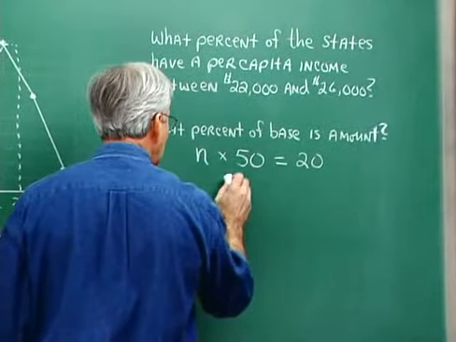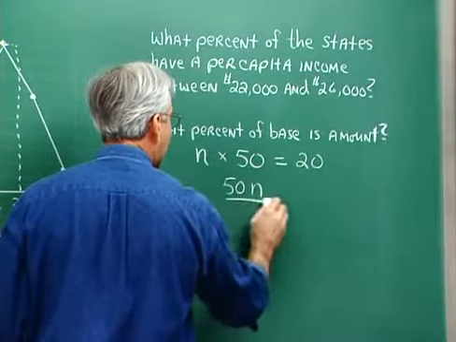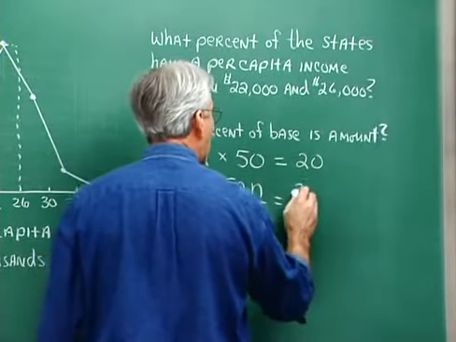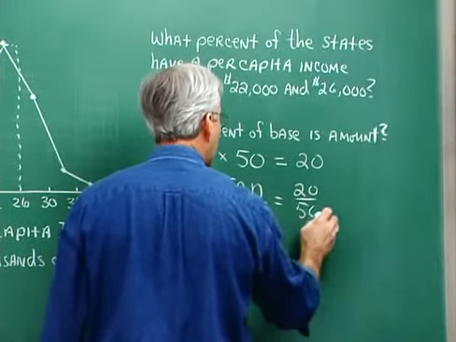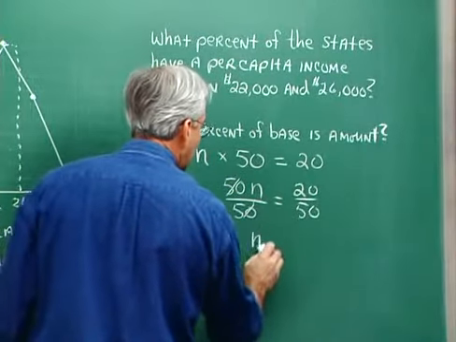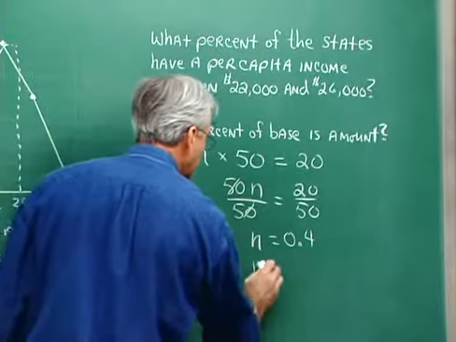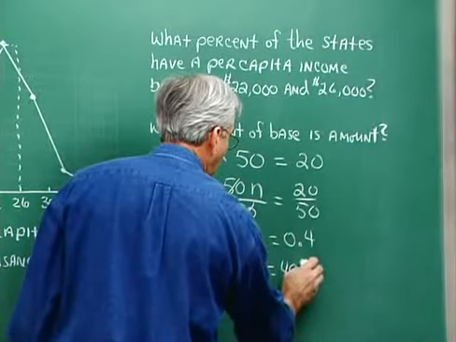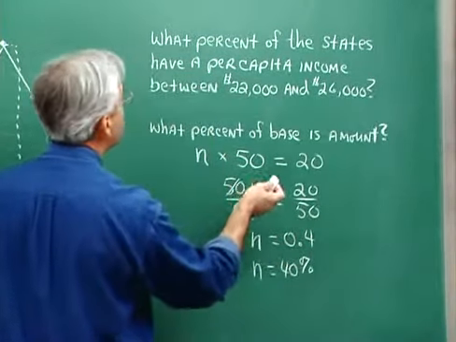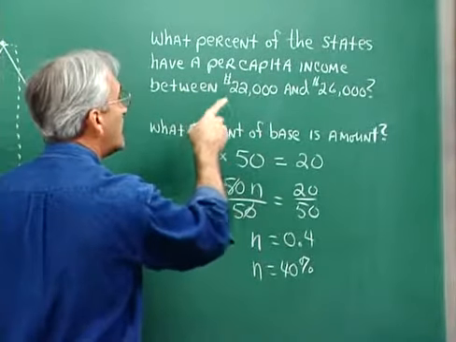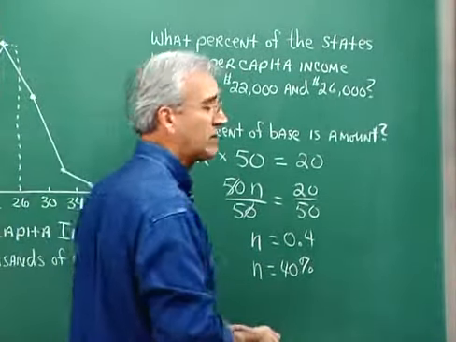So this is 50n on the left. We're going to divide by 50 to eliminate that 50, and on the right we need to divide by 50 as well. And when we divide, we find this to be 0.4, and as a percent, it is 40%. So 40% of the states have a per capita income between $22,000 and $26,000.